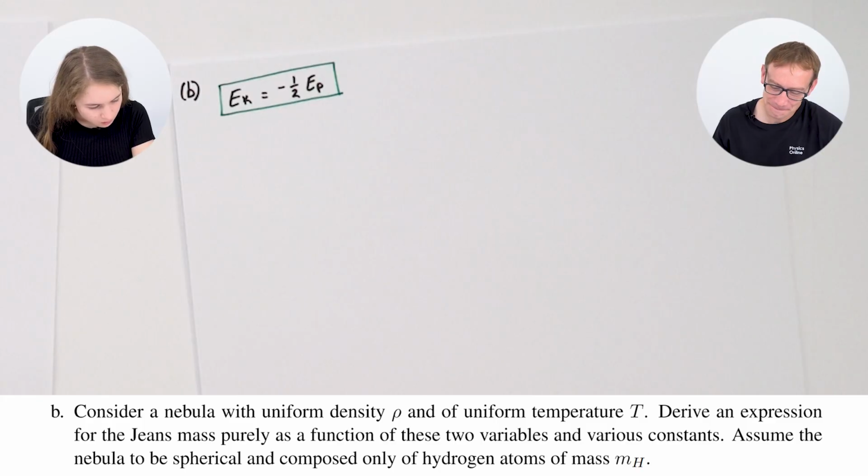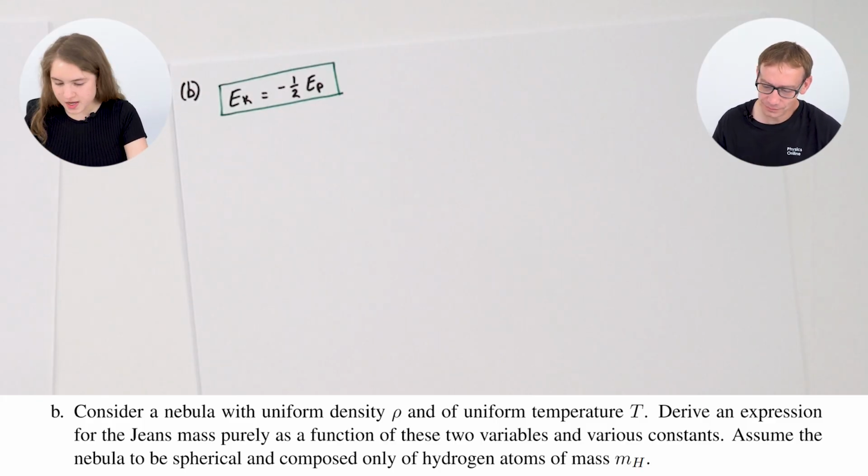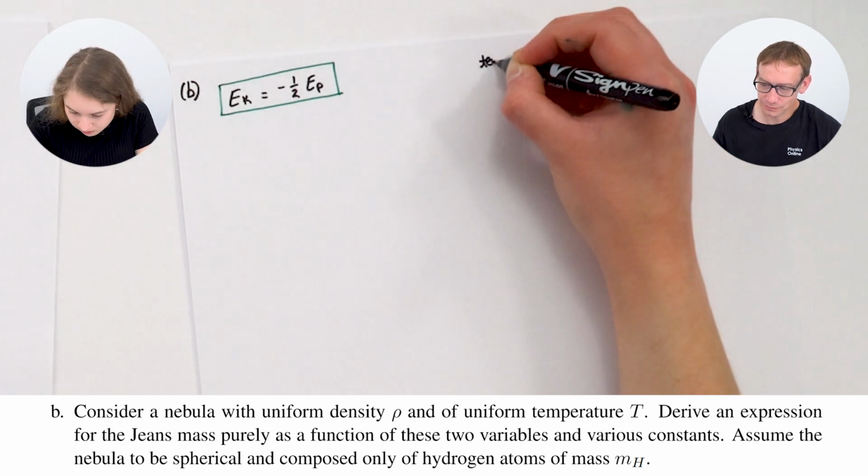Okay, all right, so part B. Consider a nebula with uniform density ρ and uniform temperature T. Let's just write those things down. These are the things that we know.